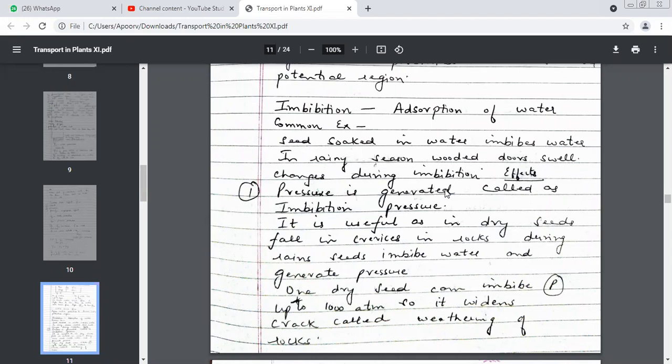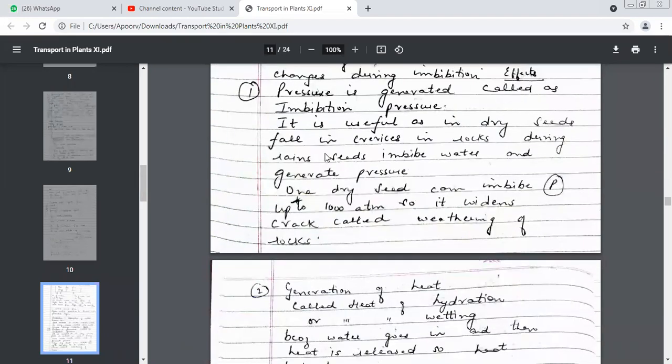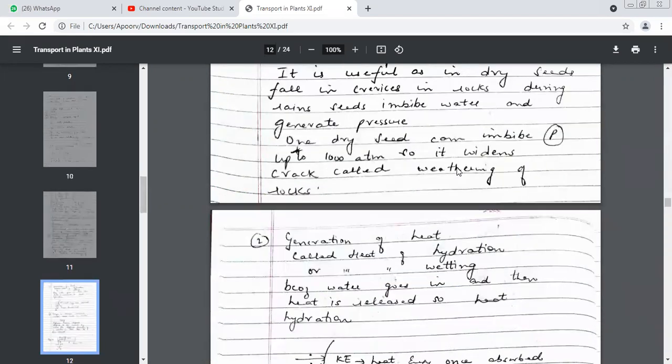Tell me what is crevices? Crack. Okay, too good. So by any of the pollinating agents, dry seeds fall in the crevices in the rocks. Now what happens? Rainy season comes. These seeds imbibe water. And just now we discussed that whenever water is imbibed, a pressure will be generated. That pressure is called imbibition pressure.